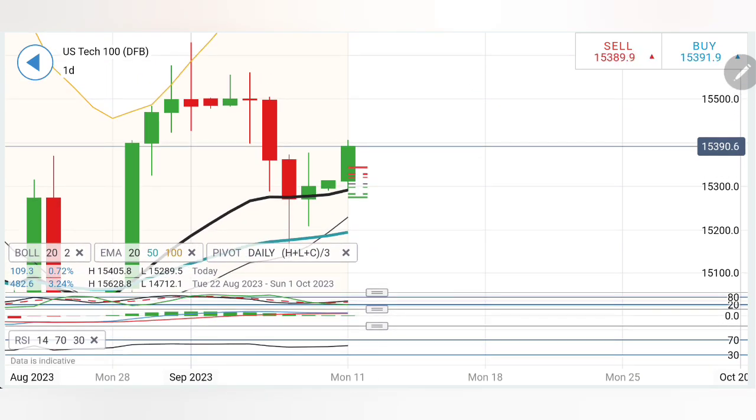So one thing is very clear: a sell entry below 15,280 is there. Only below 15,280 can you expect a little bearishness, where one can still expect 15,240, 250 levels as the first target, 15,200 as the next. On the upside, beyond 15,410 is where you can expect 15,440, 460, 480, 500.